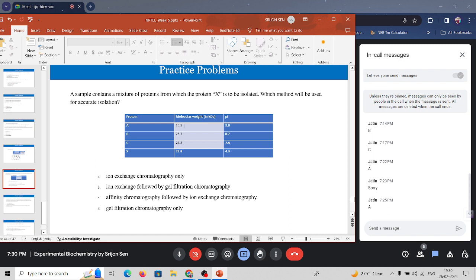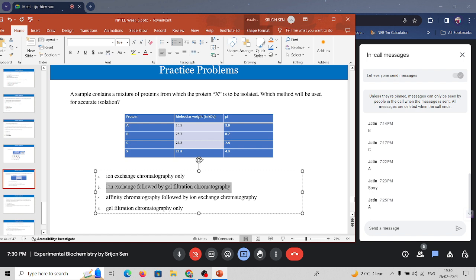Those have two different molecular weights. One is 15 and the other is 24. That would be eluting at different points in size exclusion chromatography. So first you perform ion exchange chromatography, and then you go for gel filtration chromatography.